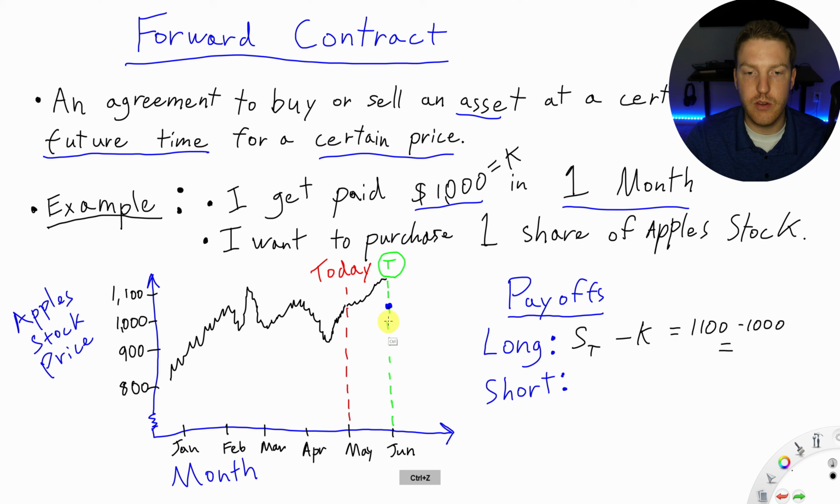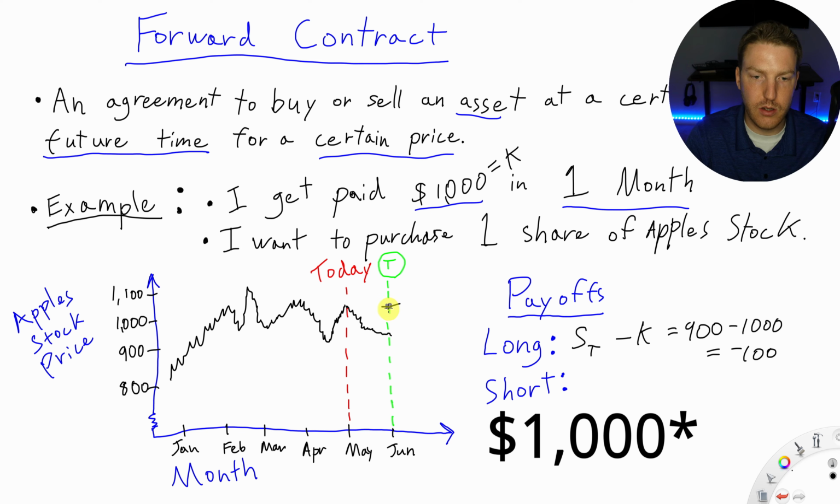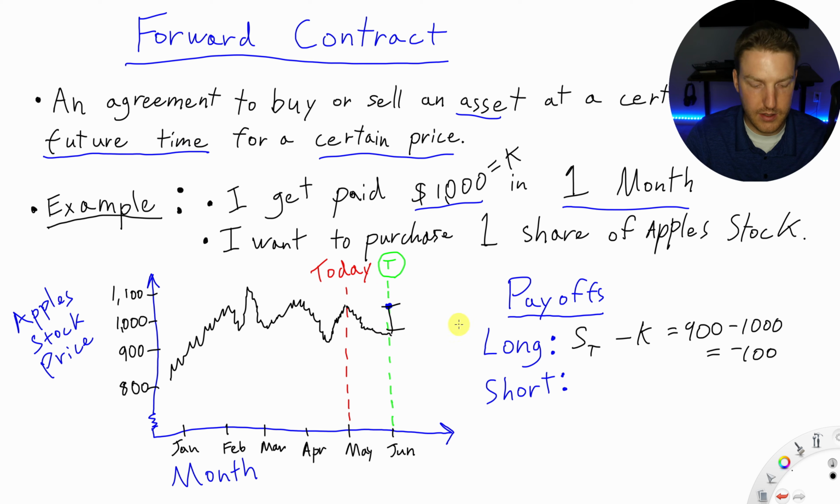However, in an alternative universe, I could be in a position where I agreed to pay $1,000 for a stock, and now the price has actually gone down to about $900. Now I'm actually going to be losing $100, because my payoff is 900 minus 1,000. So I'm out $100. I still have to pay the $1,000 to get this share of stock at that time.